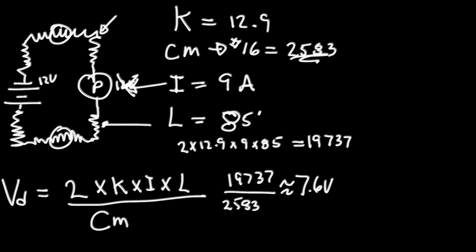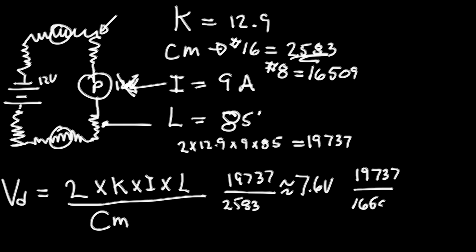It's enormous in a 12-volt system. That's the reason why I have installed a new set of wires. This time I used gauge 8 wires instead, which have a circular mill of 16,509. So if I redo the calculation with this new wire, now I have a voltage drop of about 1.2 volts. This is way better.